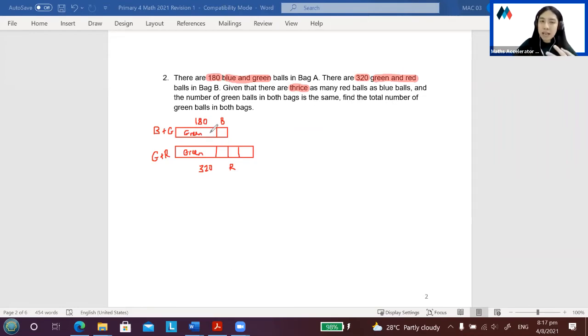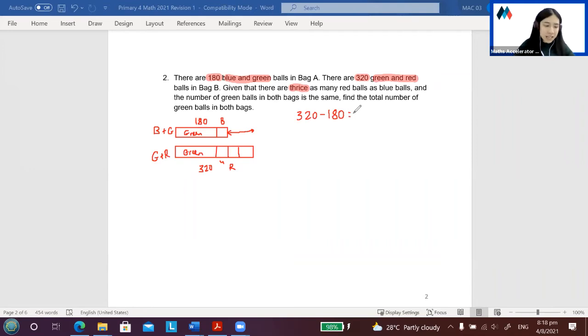Because what we are doing here is the same thing as what we did previously. You see the difference between both of these models is this much, right? So what we did just now was to minus them. So in this case, if we want to find these 2 units, we should minus them again, right? Yes. So we minus them. We do 320 minus 180.